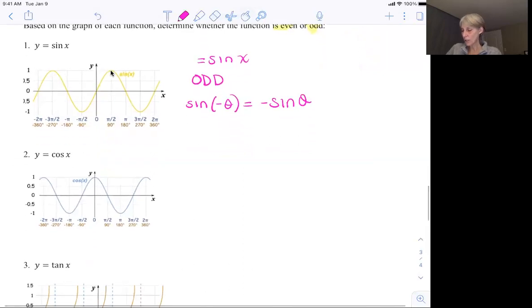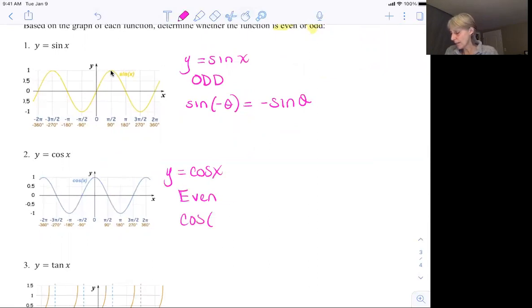When we look at the cosine function, this one's very easy to see. I should have done the cosine first. The cosine function is symmetric with respect to the y-axis. So the cosine function is what we call an even function. And we know with an even function, f of negative x is the same as the original function itself. That's how we would write the property.